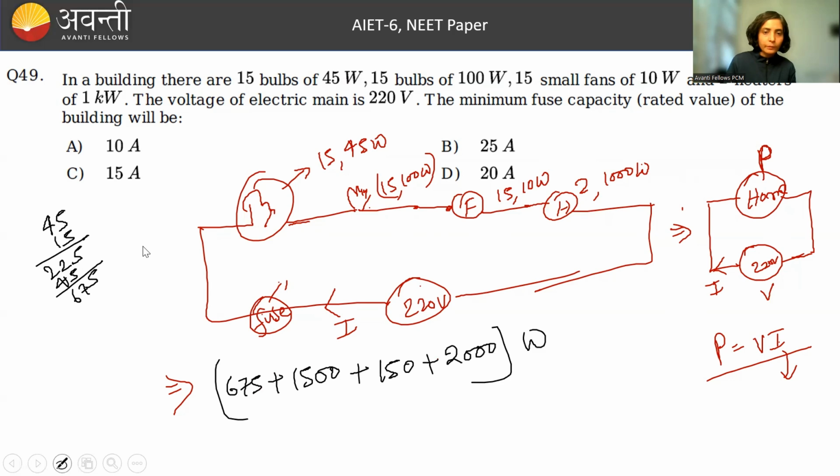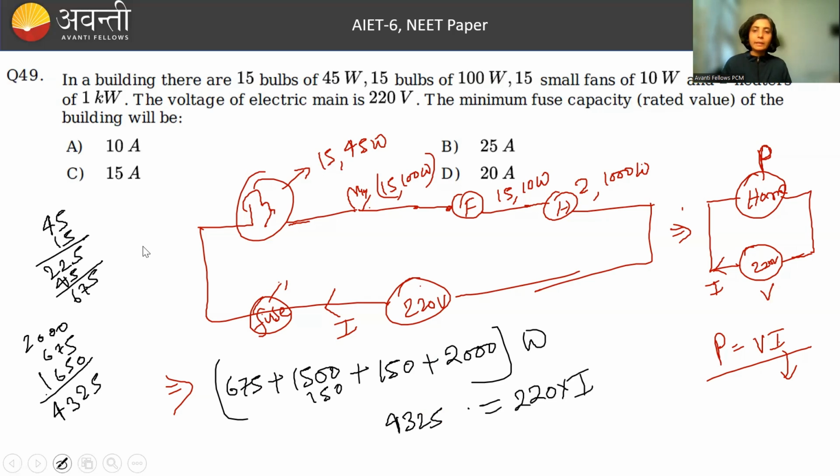This much watt. Again, if you want to calculate it in very layman terms, then you can simply do it like this. This is your 1500 plus 150, so this will become 1650. Okay. And nothing is left now. Adding everything, are we correct? Yes, it seems so. So this is your 4325 and this should be equal to 220 into I.